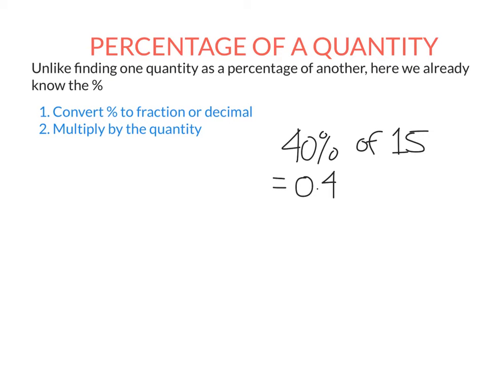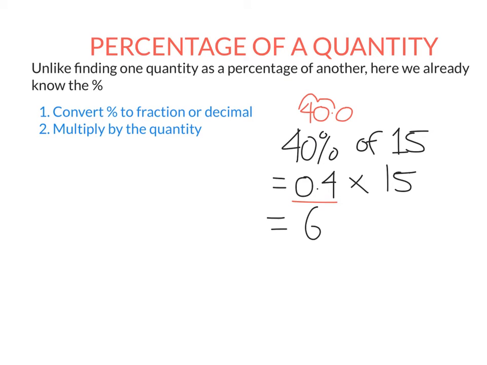How do we go from a percent to a decimal? If you've forgotten, we just divide by 100. So we get 40.0, and then we move the decimal point 2 spots to the left when dividing by 100, and then we're left with 0.4. So 40% is equal to 0.4, of means times, so we're just going to times it by 15. And you can use your calculator for this, you get 6.